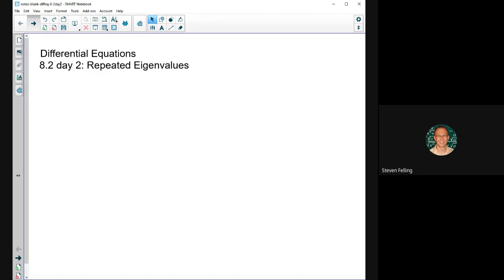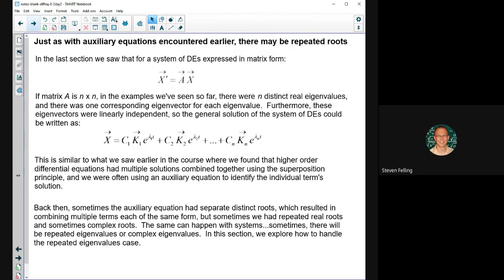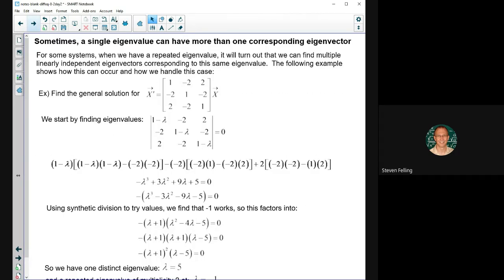All right. So we know that if you have distinct real eigenvalues, you form the general solution by superposition, taking each one times a corresponding eigenvector, and then you take a linear combination of all of those with the different generic constants multiplying. But we can have repeated roots. Sometimes, if you have a single repeated eigenvalue, you can actually find more than one eigenvector to go with that.